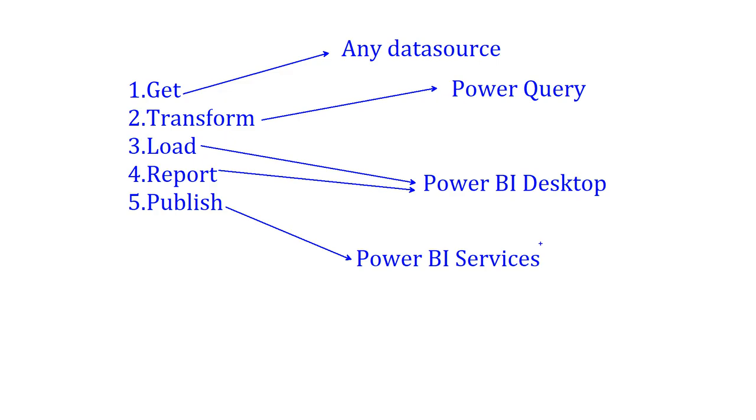So 5 types of workflow. Any data source, we can get it, then transform it using Power Query, load it, then publish it. This is what we are: load, report, and publishing. Could you tell me any idea? Where are we going to spend more time? Whether we are going to spend time on getting or transforming, loading or reporting or publishing? Transform. First is transforming. Second one? Report. If you are transformed, reporting is very, very simple, very easy.